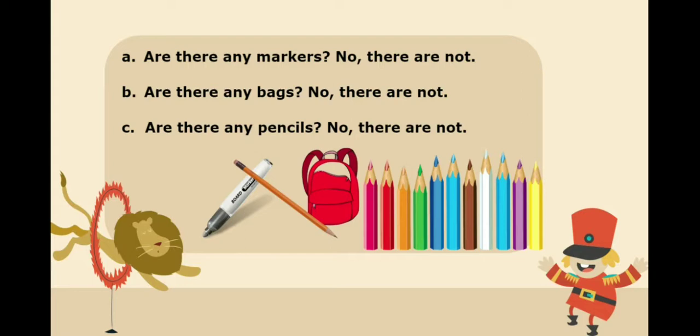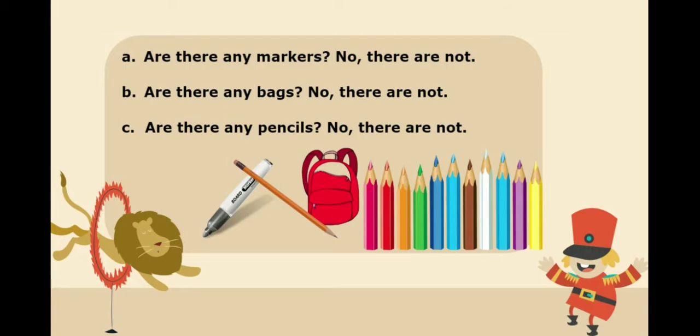And then the question says, "Are there any markers?" "No, there are not." Kenapa kita jawab menggunakan no, bukan yes? Karena di sini pertanyaannya menggunakan kata markers yang artinya beberapa spidol. Lalu di gambar ini hanya ada satu, berarti tidak ada beberapa spidol di situ. That's why we have to say, "No, there are not."